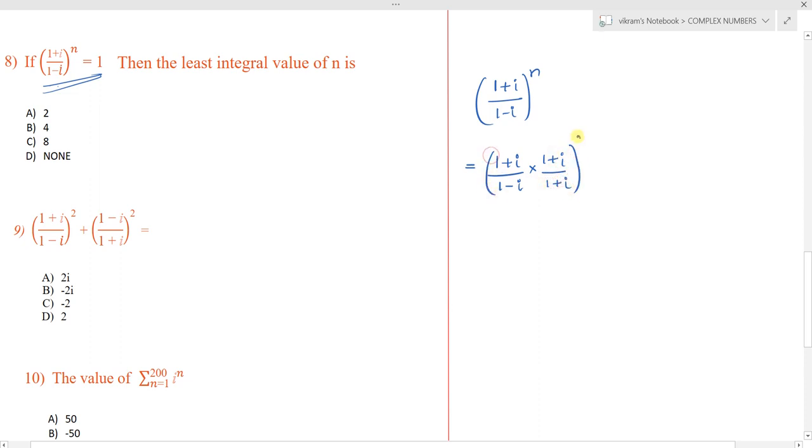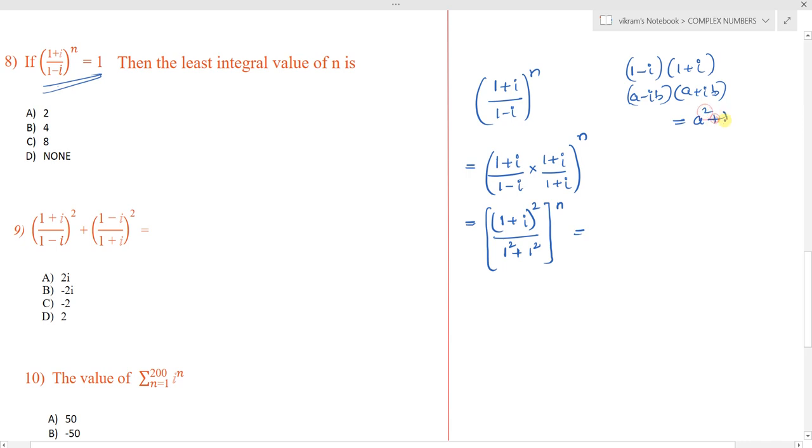Whole power n. And we can write this as 1 plus i whole square by 1 plus i into 1 minus i, which is a square plus b square, where b is nothing but 1, whole power n. Always remember that 1 minus i into 1 plus i, which is in the form of a minus ib into a plus ib, that is z into z conjugate, equals a square plus b square.